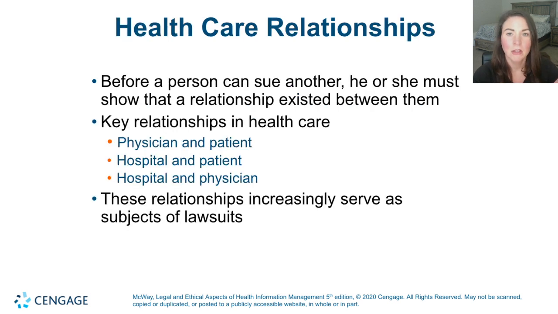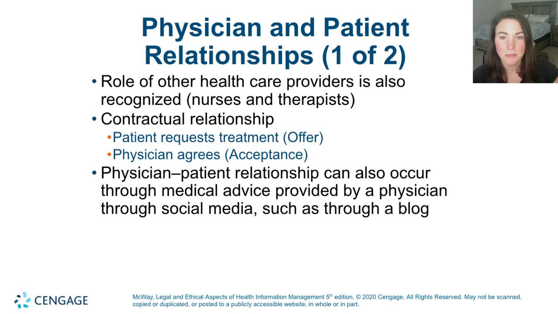liability. So before someone can sue someone else, they have to prove that they have some sort of relationship with the person. There are many types of healthcare relationships, but the three most common to lawsuits in the healthcare field are physician and patient, hospital and patient, and hospital and physician. The physician-patient relationship also applies to other healthcare providers like nurses or physical therapists, okay? It's not just doctors. But this type of relationship begins when the patient requests treatment and the physician or other healthcare worker agrees to do it.